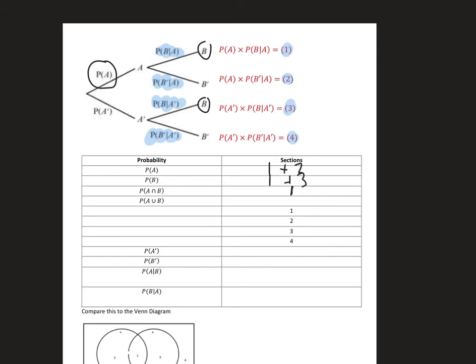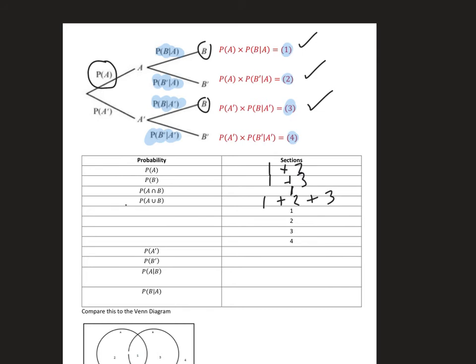If I wanted A or B, then that's anything that has an A or B in it. So the first branch does, the second branch does, because they've both got A in. The third branch does because I have the B in, but the fourth one doesn't. So it's 1 add 2 add 3.